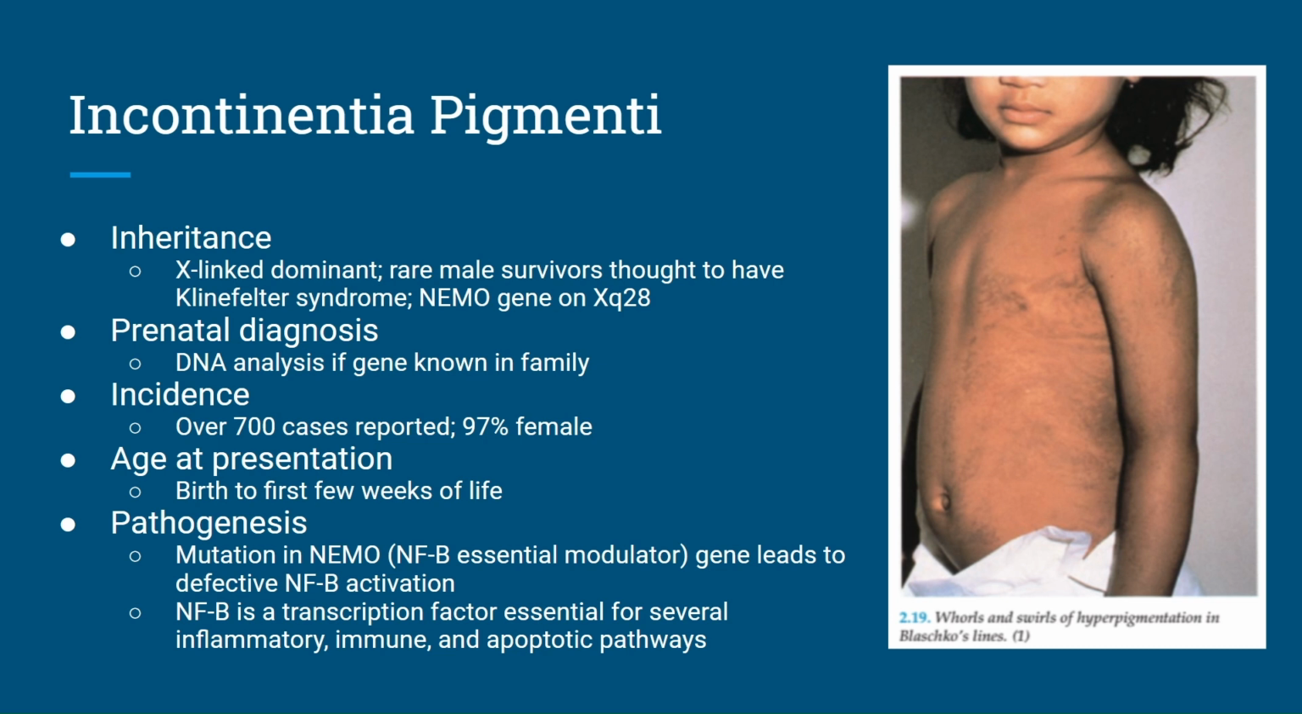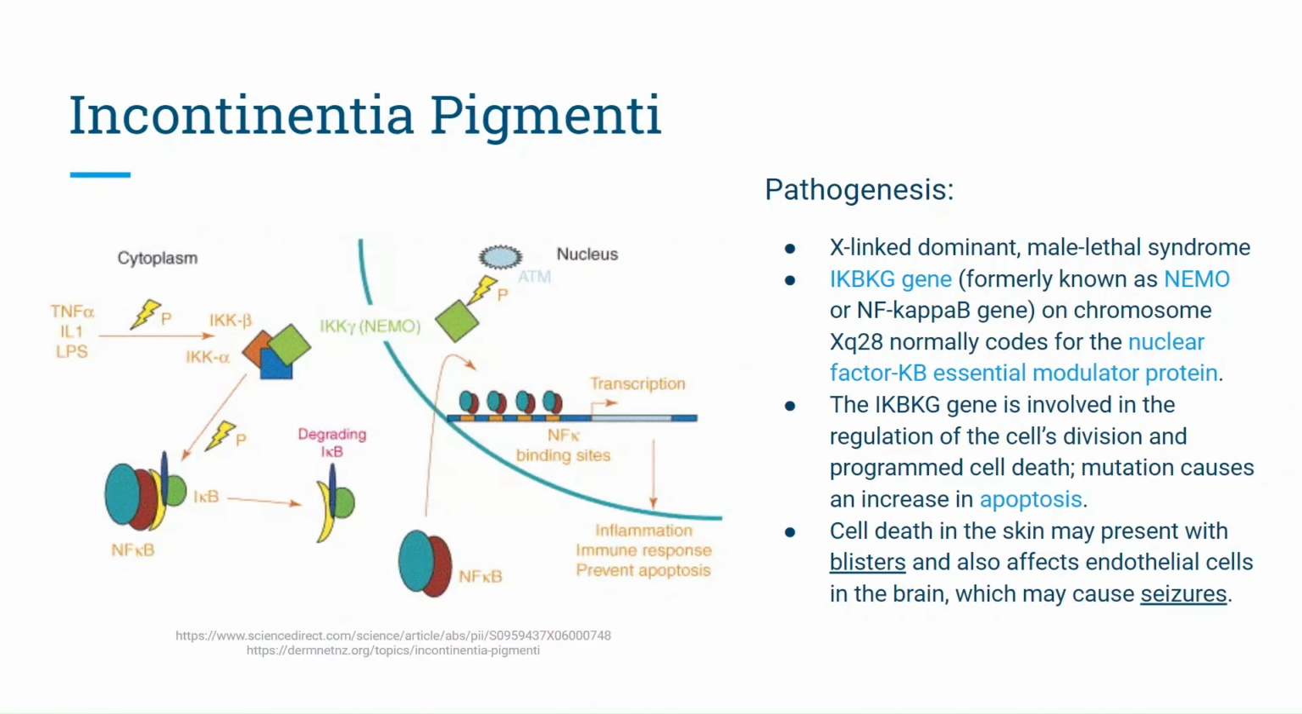Over 700 cases reported. Mutations in NEMO, which is an NF-kappa B essential modulator, lead to defective NF-kappa B activation. NF-kappa B is a transcription factor essential for several inflammatory, immune, and apoptotic pathways. So ultimately here, and you've also heard of it as NF-kappa B, right? So X-linked dominant, male lethal syndrome. So you're typically only going to see this in female patients or the very rare Klinefelter patient, XXY.